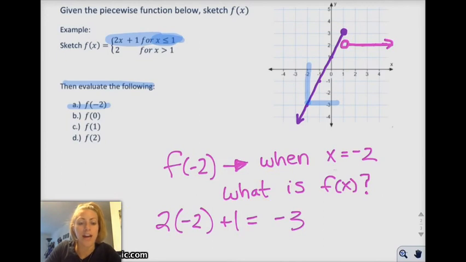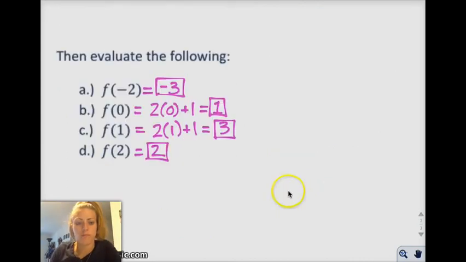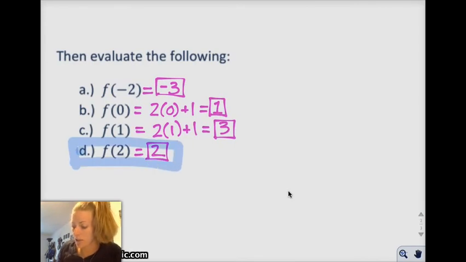So go ahead, try the other 3 problems real quick, and then check your answers. And just note that the only one of these that was on the second chunk is D, because 2 is greater than 1.